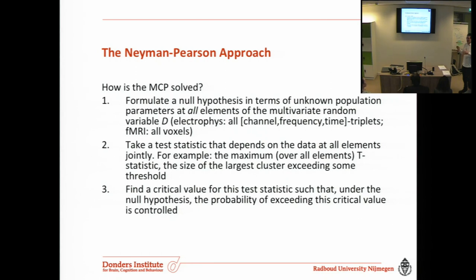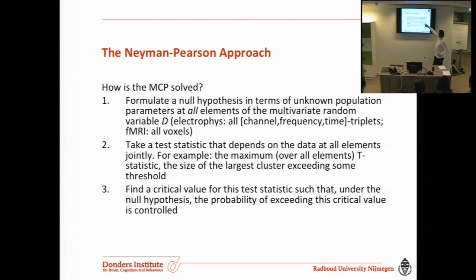They say, we want to test for statistical significance of the difference between two conditions, and we have whole brain EEG. And we have an interest in both the spatial and temporal aspect. How would that guy go about it? This is what these people did. They formulated null hypotheses in terms of unknown population parameters at all elements of the multivariate random variable D. So D is now not a scalar anymore. D is the spatial-temporal matrix, 275 by 1,000.